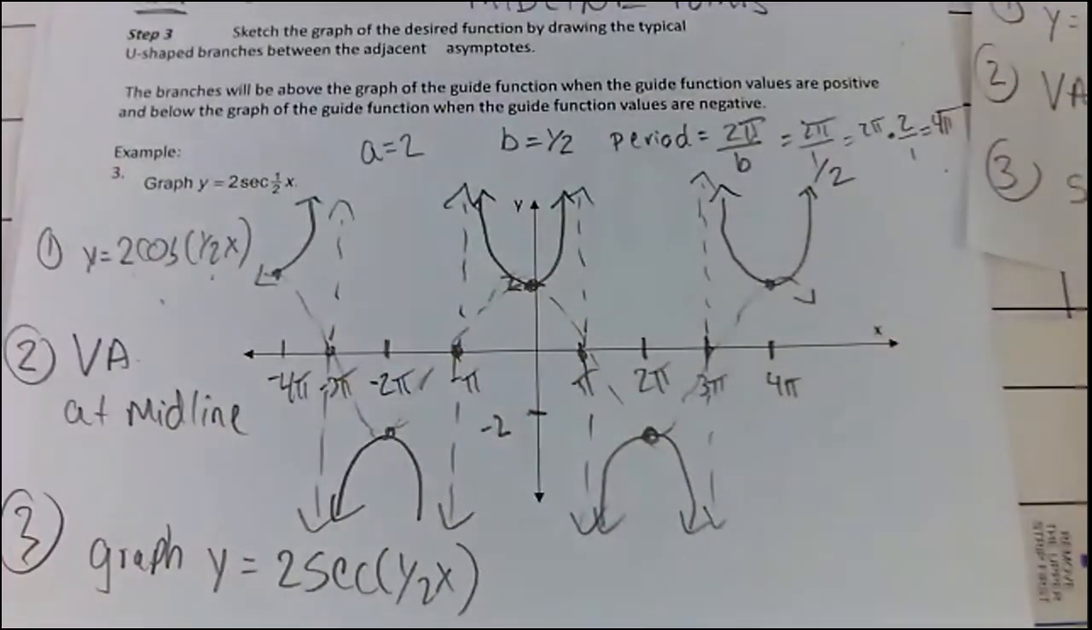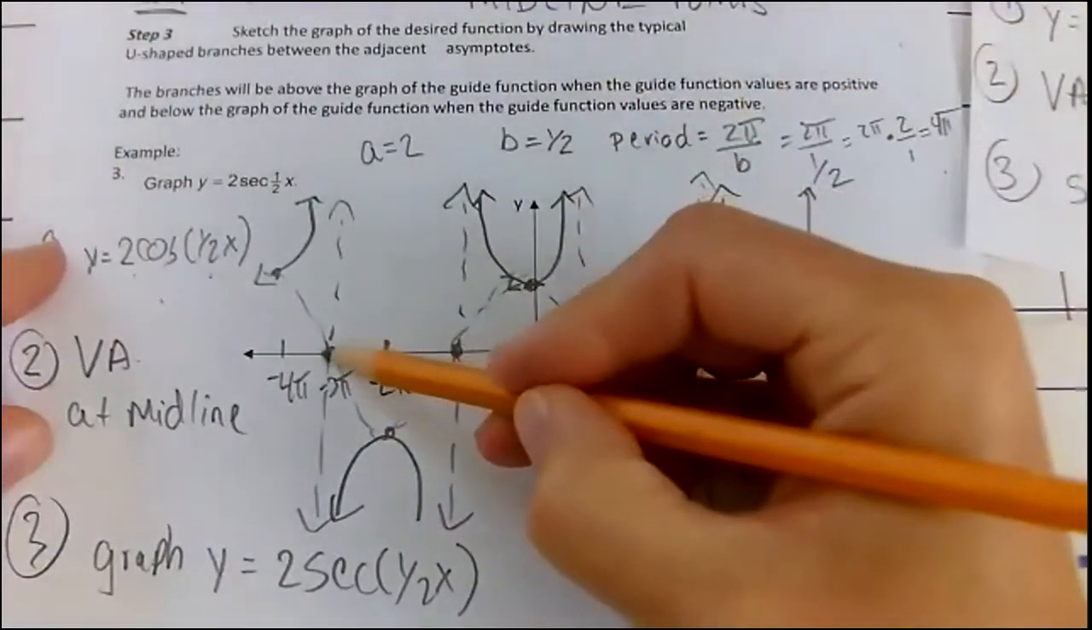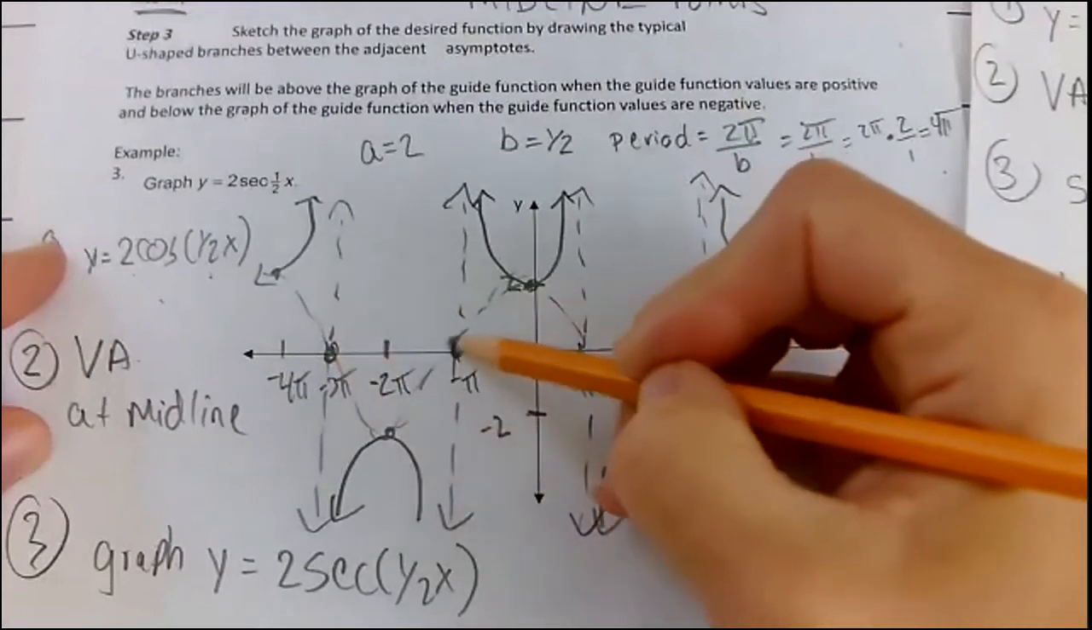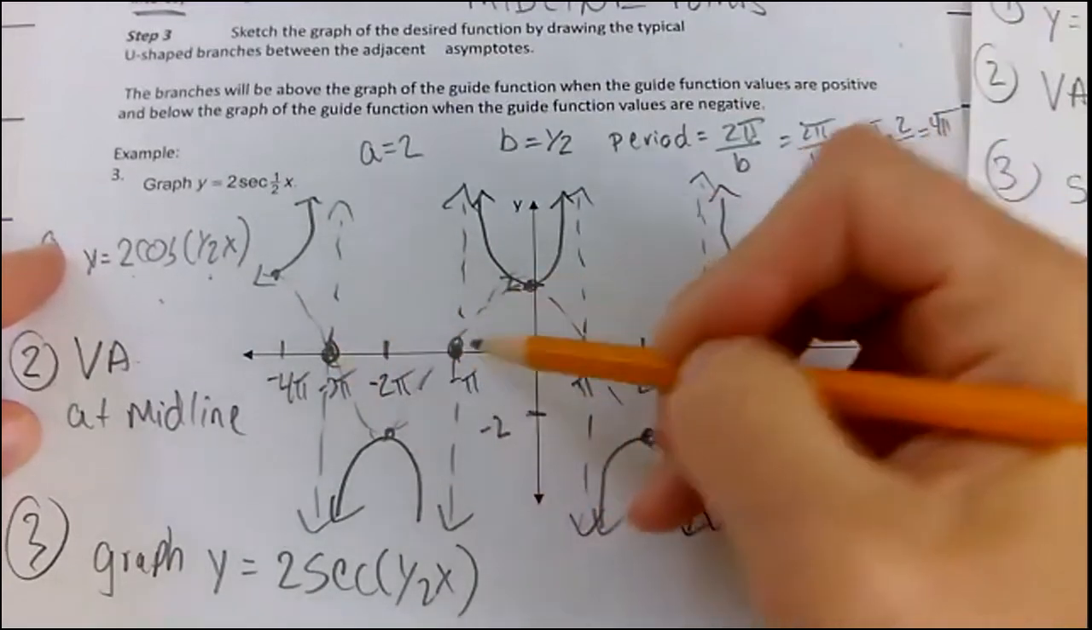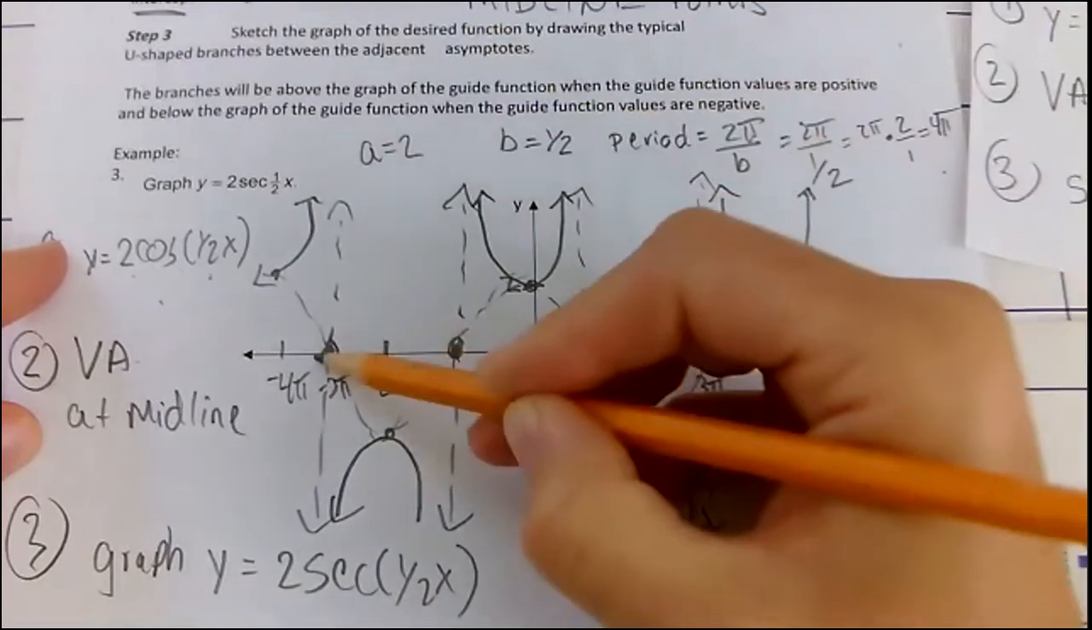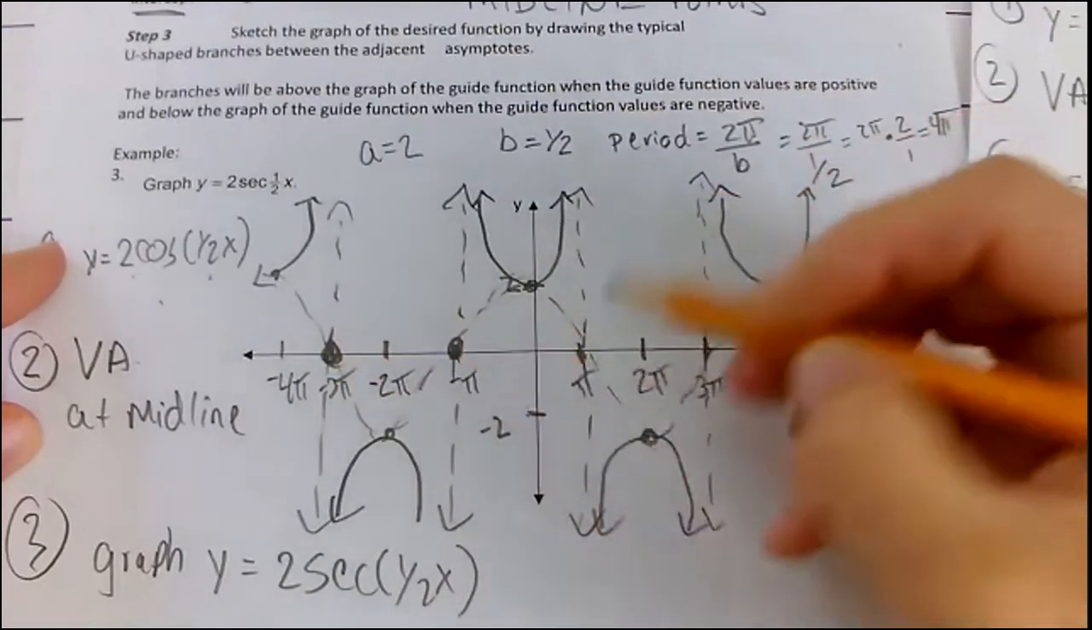So where do you get your vertical asymptote? You look at the points that hit the midline. So that's this one on the cosine graph, to be clear. We're doing cosine, the reciprocal function.